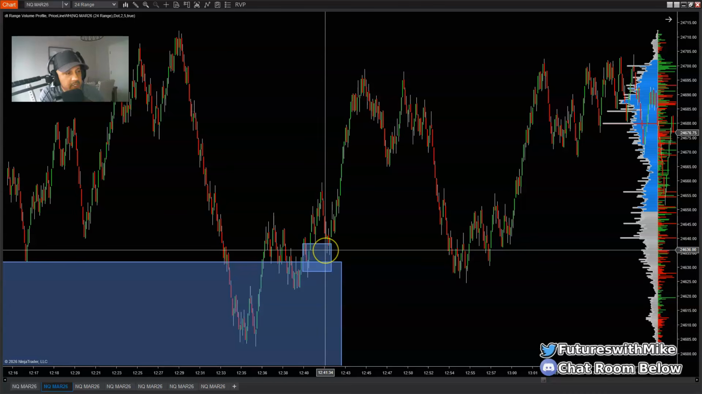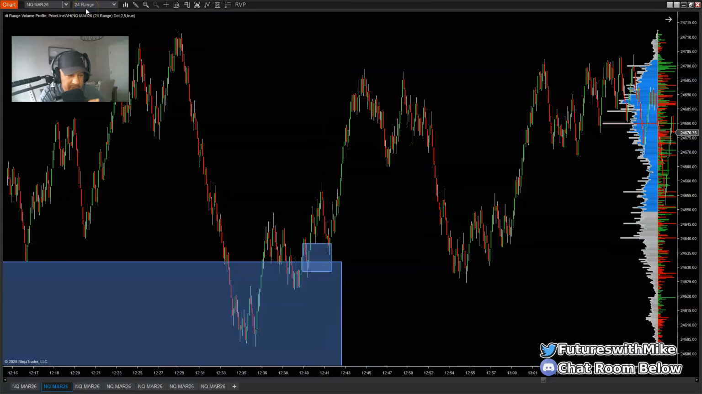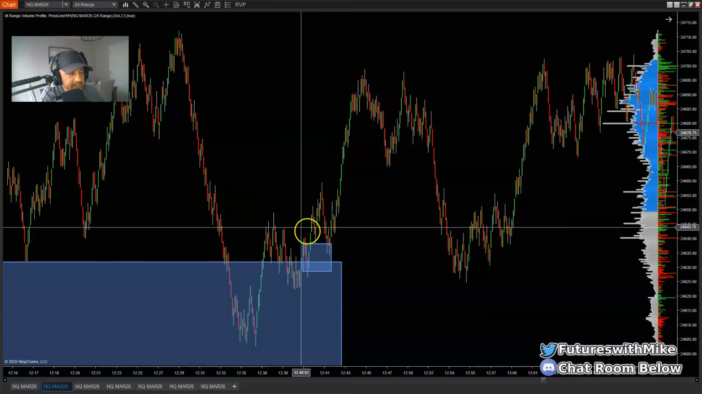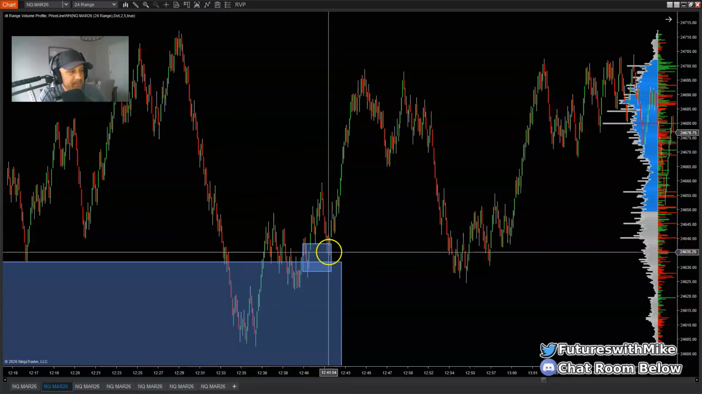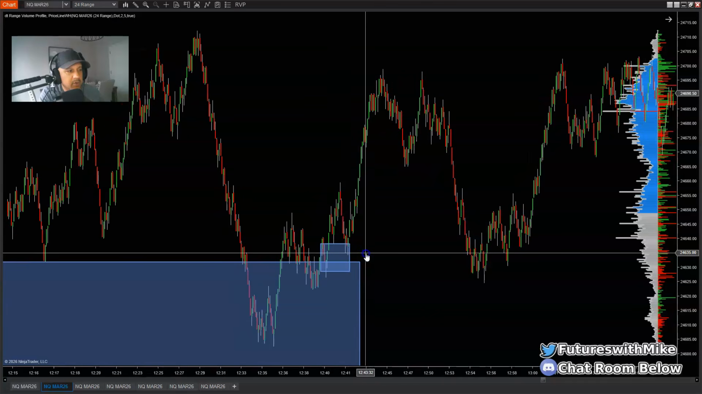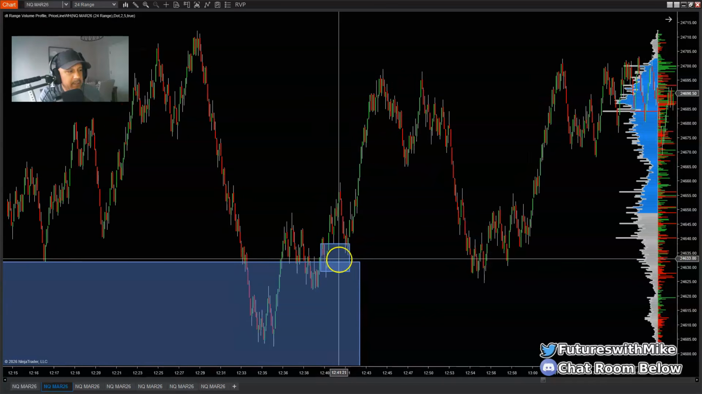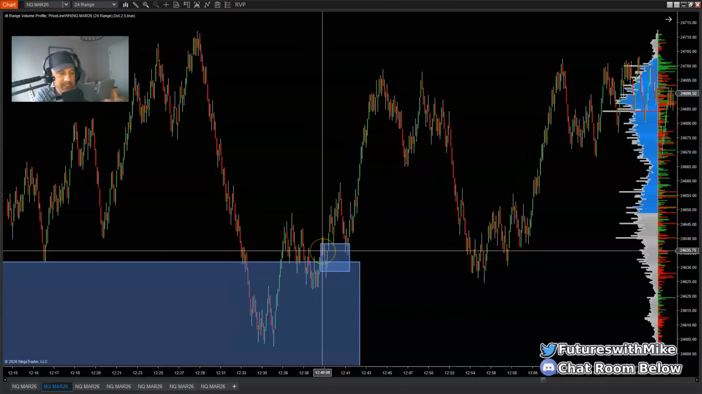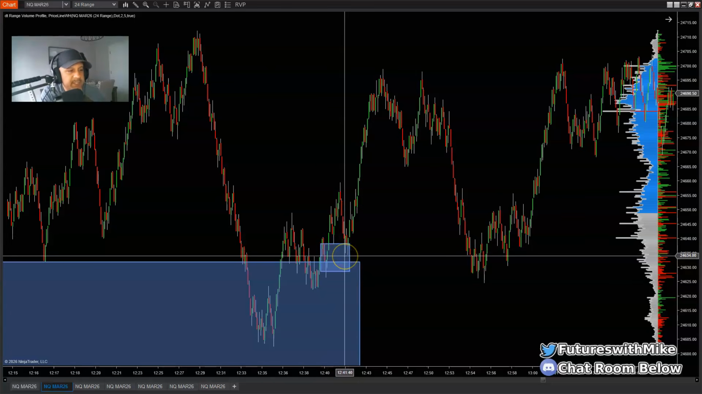So when the market comes back to the zone right here, I have marked them now on my 24 range chart. I drew up that one box on the 24 range. When it taps it, I'm looking for an opportunity to go long at the 24 range demand zone. I'll place my stop loss right here, in this case at 24,634, giving myself a few points of breathing room behind it.